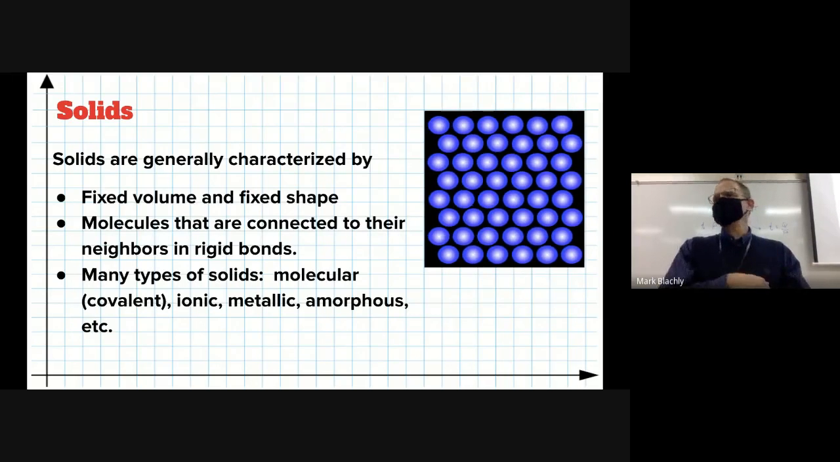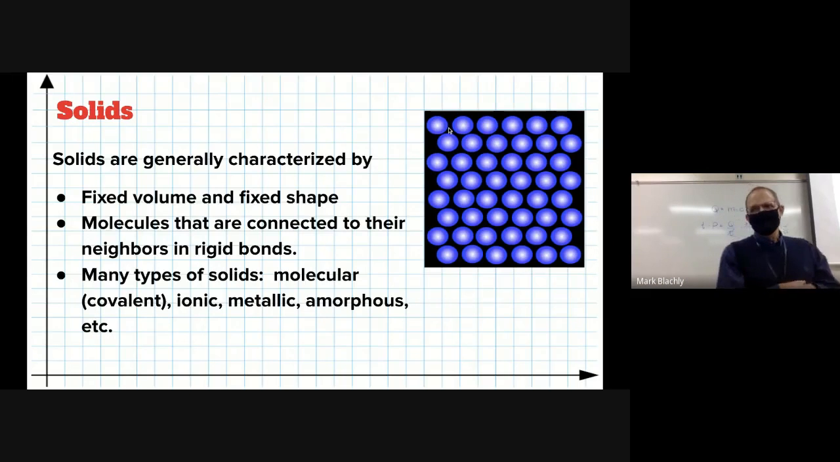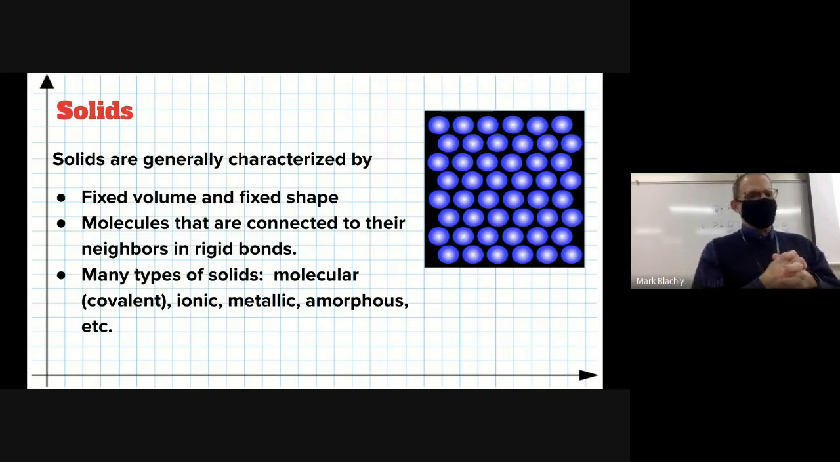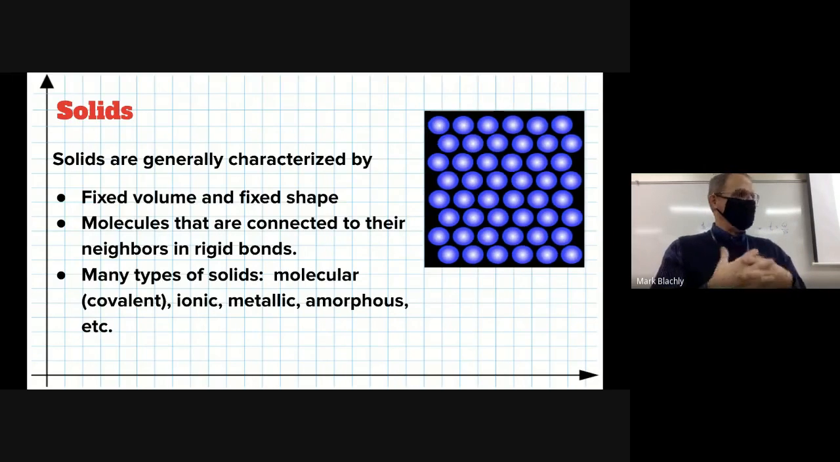And there are many kinds of solids. The kinds of connections they have to their neighbors, you guys might remember from chemistry, have names. You could have molecular or covalent bonds. You could have ionic bonds. They can be metallic connections. They can be amorphous, but these are all solids, okay? And they are moving, but they don't move around. They just wiggle and jiggle, okay?